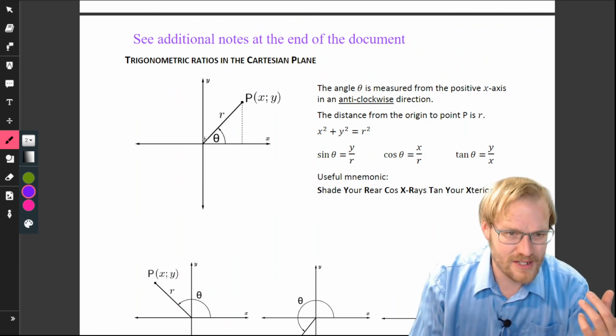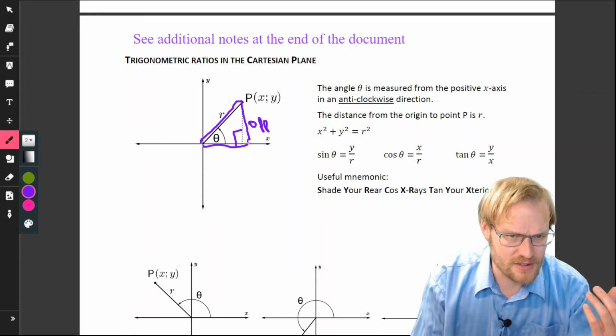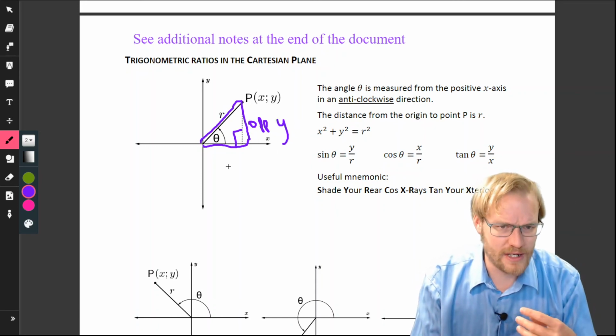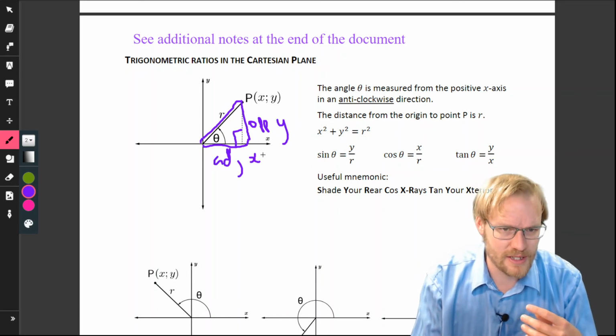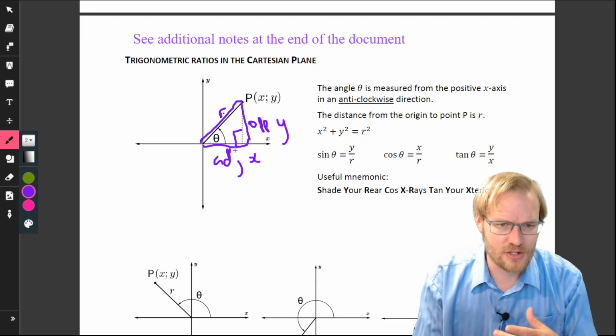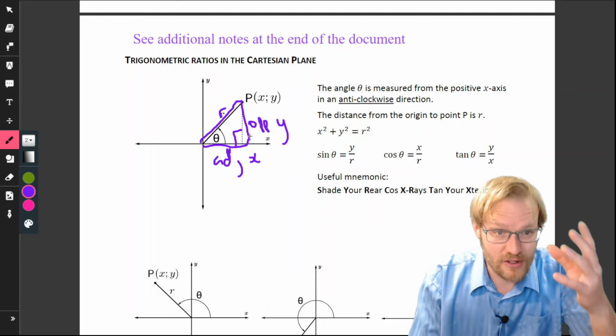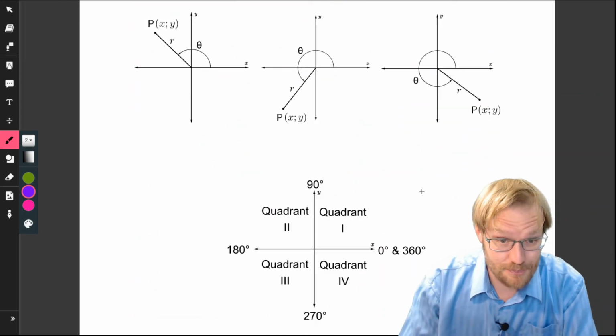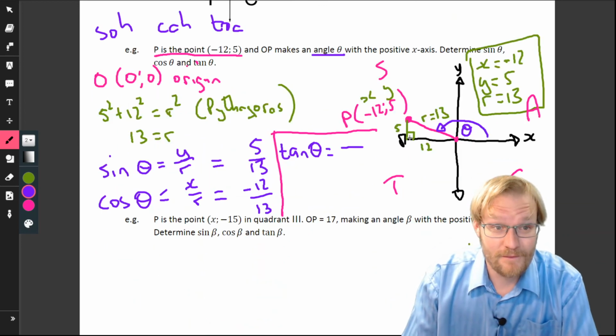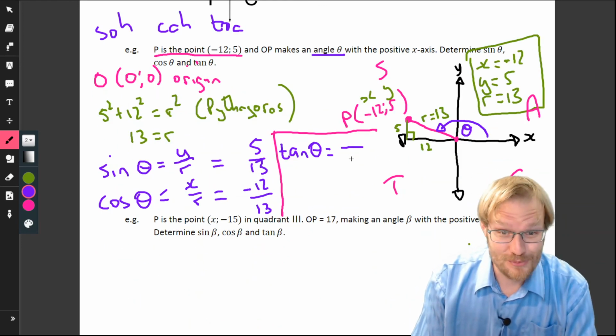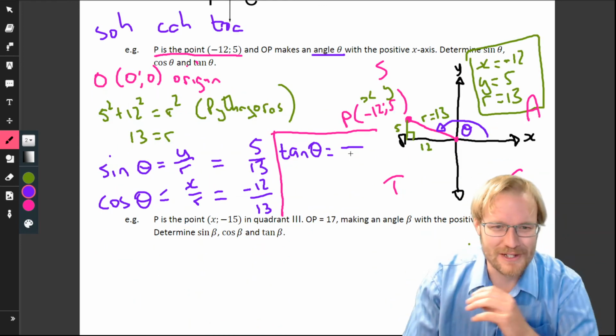But I really like this idea of just draw the triangle here, there's the right angle, here's the opposite. So the opposite is up and down, it's vertical, it must be y. The adjacent is here, so it must be x. And r is our hypotenuse. And it's really reinforcing. Okay, so where were we? We were finding tan theta.